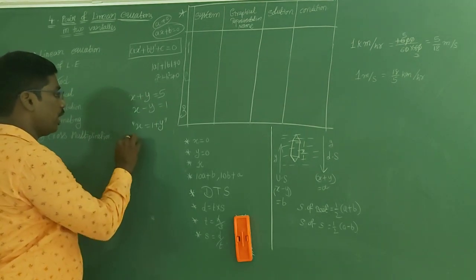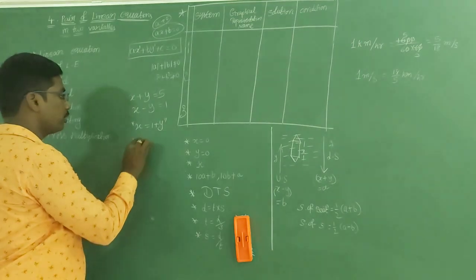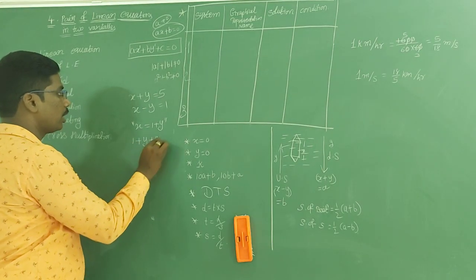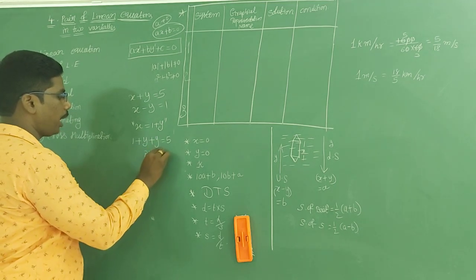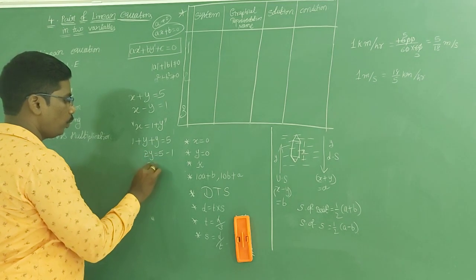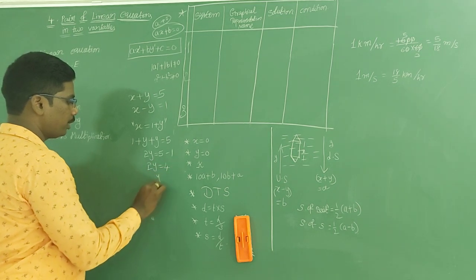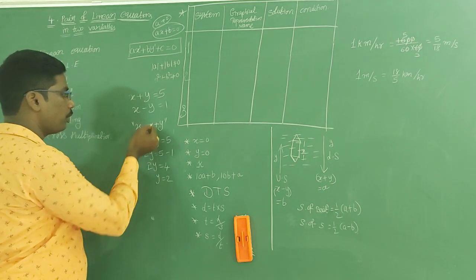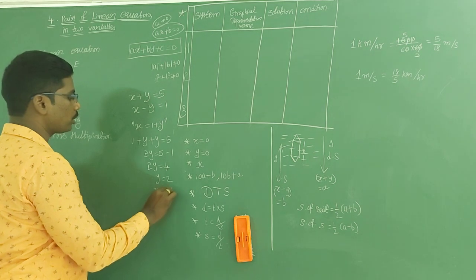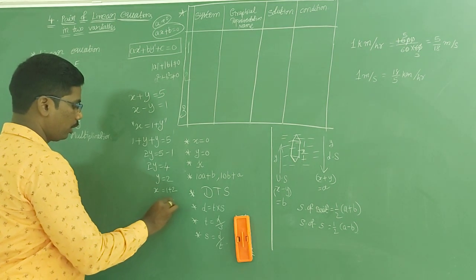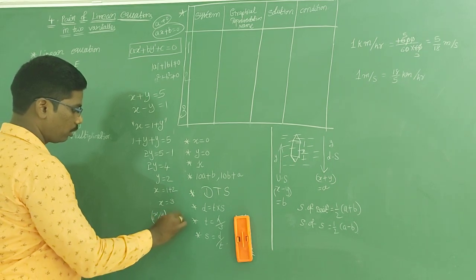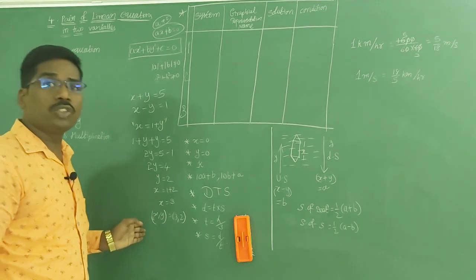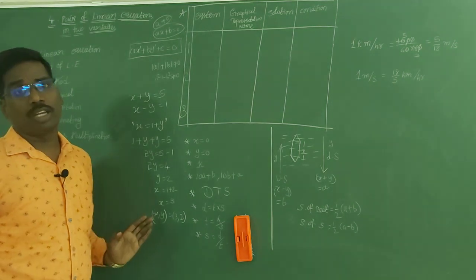Now, I will substitute here. x means 1 plus y is equal to 5. 2y, this 1 bring to that side means 5 minus 1. So, 2y is equal to 4, then y is equal to 2. So, if you substitute y is equal to 2, then x is equal to 1 plus 2, then x is equal to 3. So, I got the answer x comma y is equal to 3 comma 2. Same solution we get, this is called substitution method.